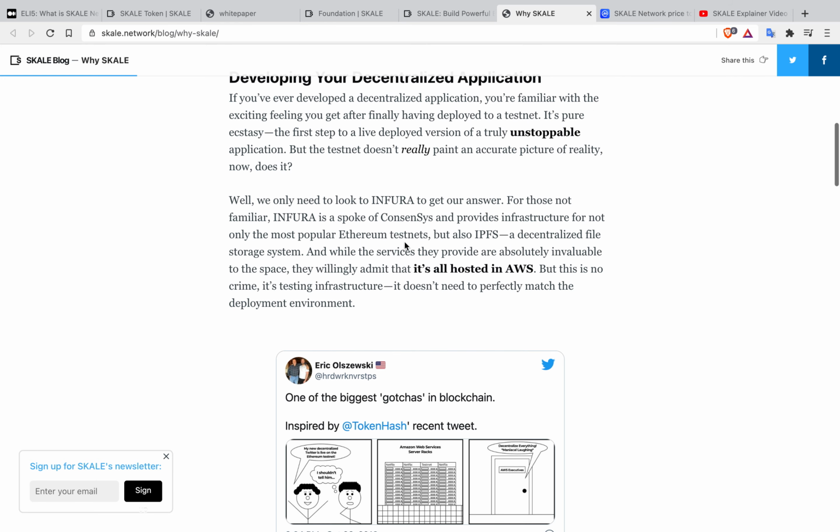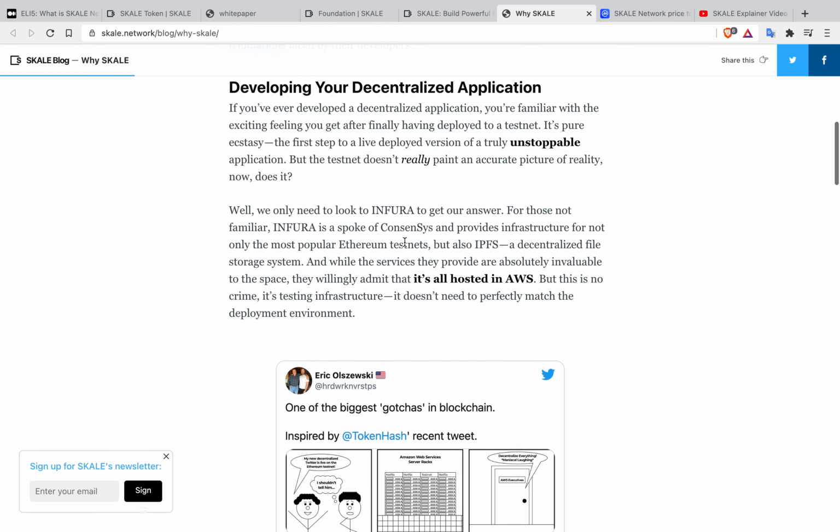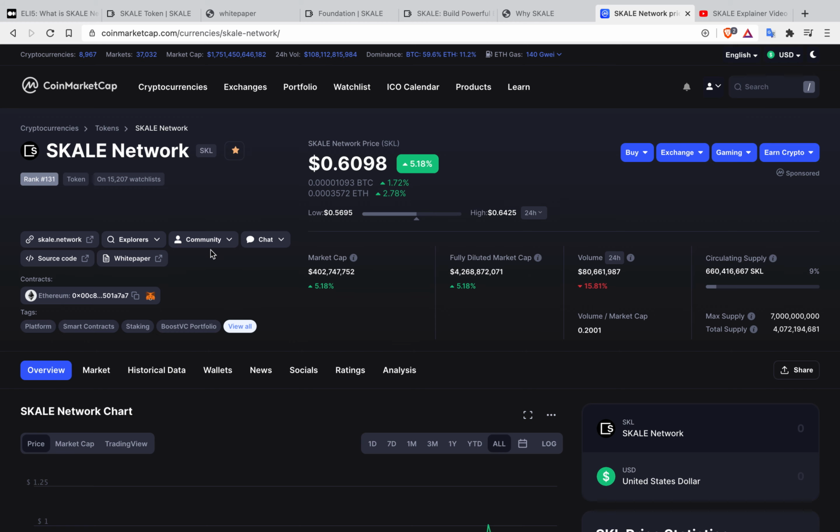I used to code myself. It ain't easy, guys. I code in Swift, I code in HTML, CSS, and JavaScript a little bit, just a little bit, and it's not easy. But if you get real good at it, it's a prosperous skill to have, you know? But they go into this a lot more. Why SKALE? They talk about it a lot. Developing your decentralized application. If you guys are interested in that, I recommend you check it out. But for the most part, I do think SKALE will be a very prosperous coin.